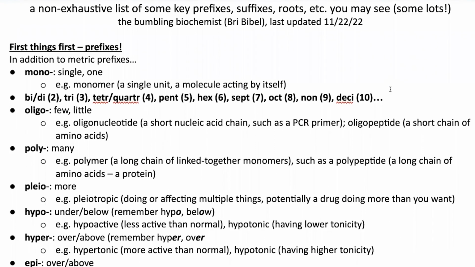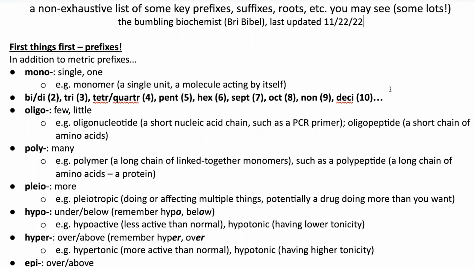So there's some other number type things. When we talk about mono, that's like single or one. So we often use this term monomer, and this could be referred to a couple different things. So it could be the single unit of some things that can link up into polymers. So for example, glucose is a monomer of more complex sugars, and you have nucleotides, which are the monomers of nucleic acids, and amino acids, which are the monomers of peptides.